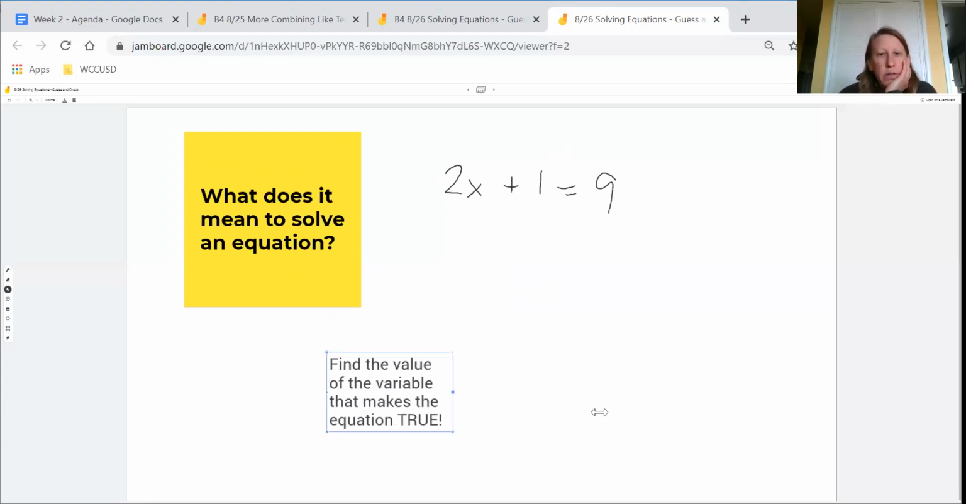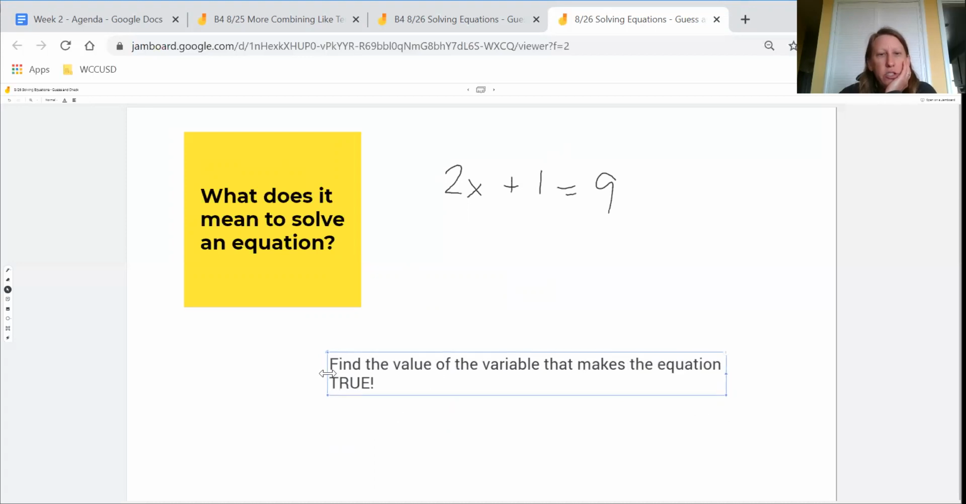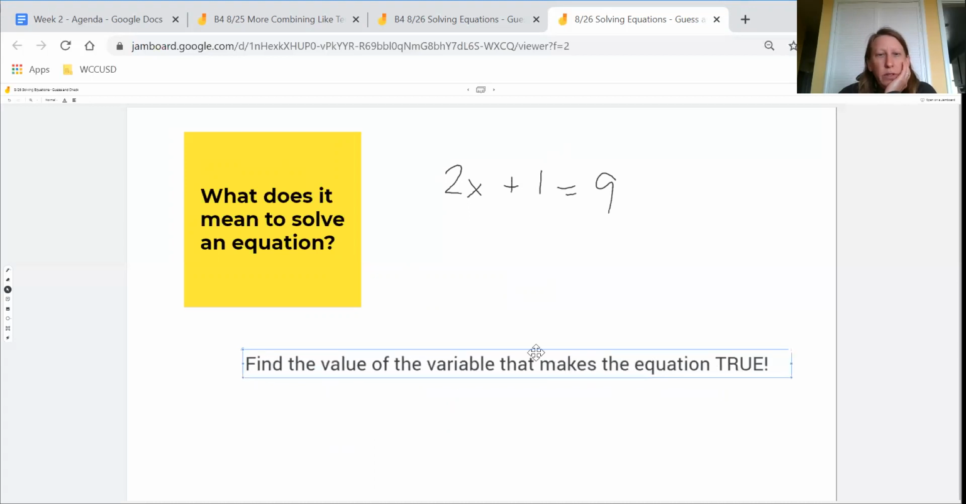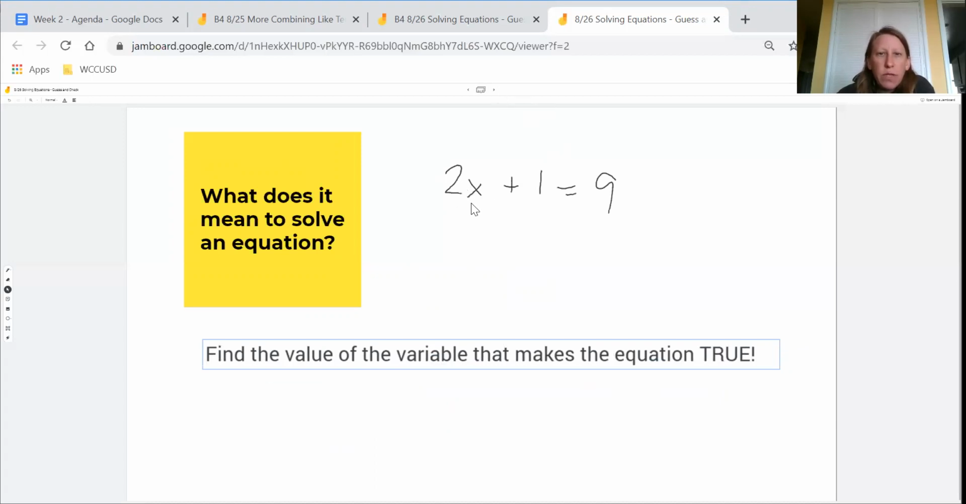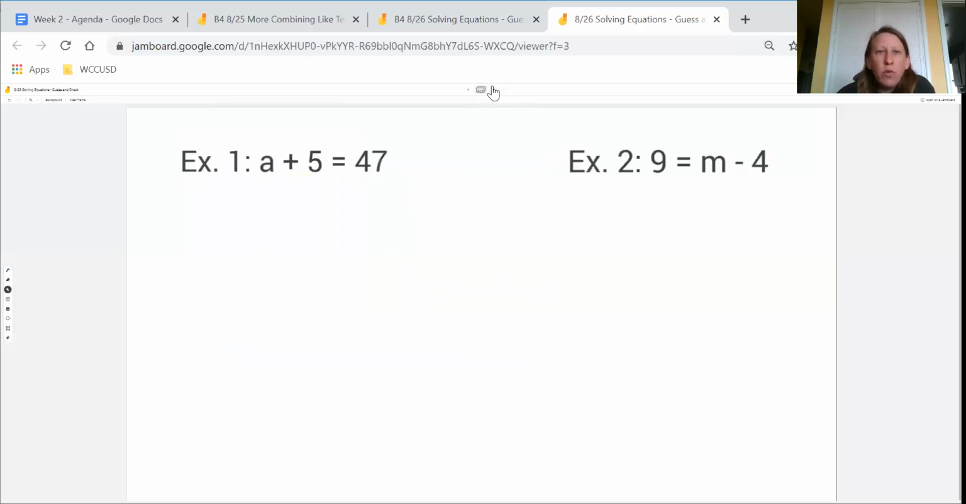So in math, we search for the truth. We want things that are true. So I want to find the number that I can replace with x that would make this side equal 9 after I multiply it by 2 and add 1. Find the value of the variable that makes the equation true.